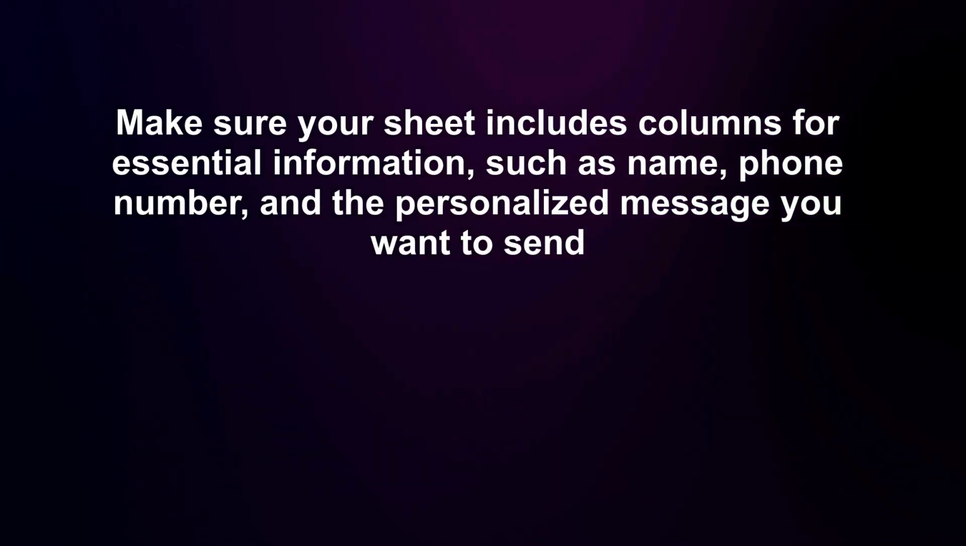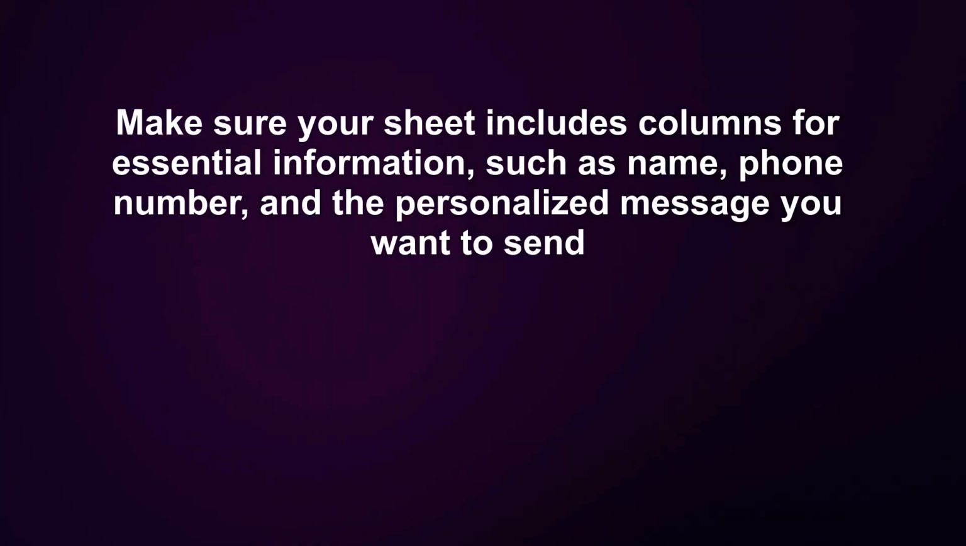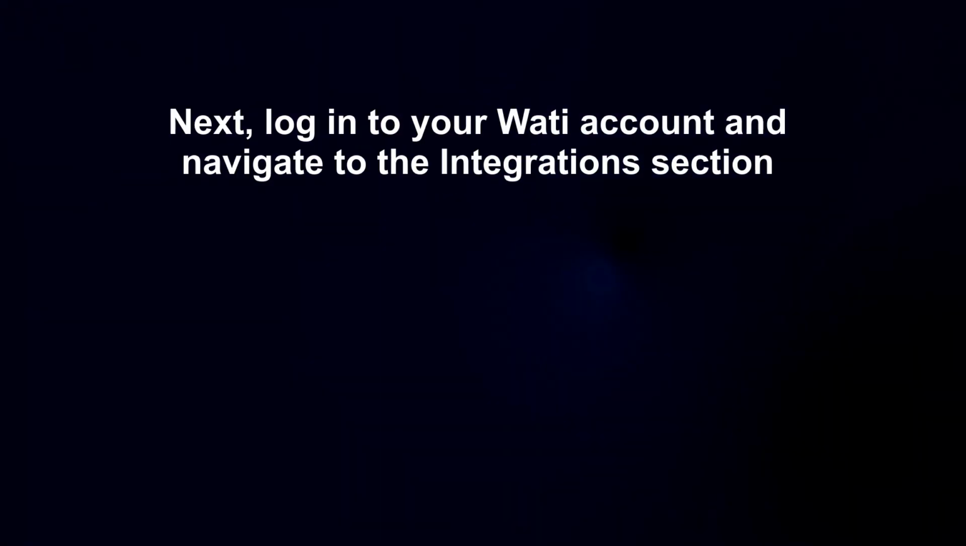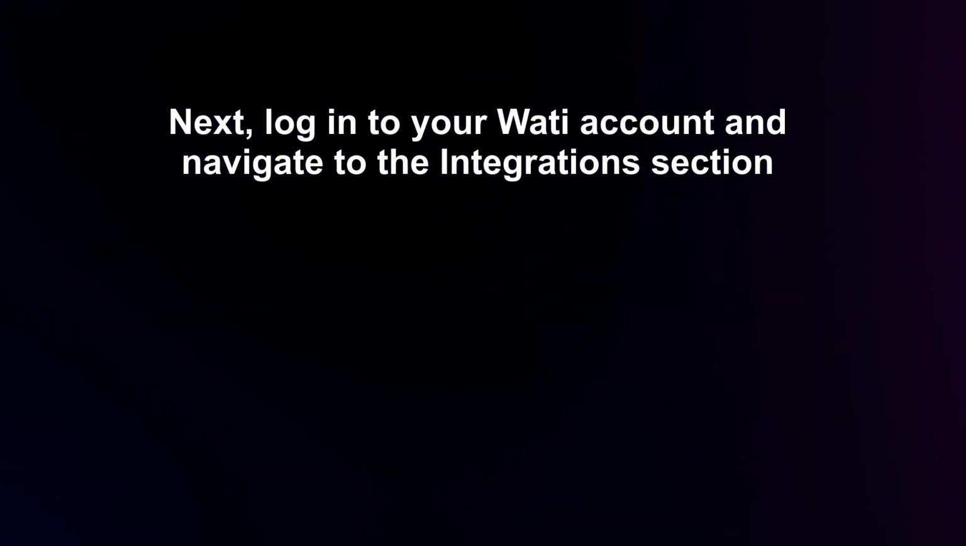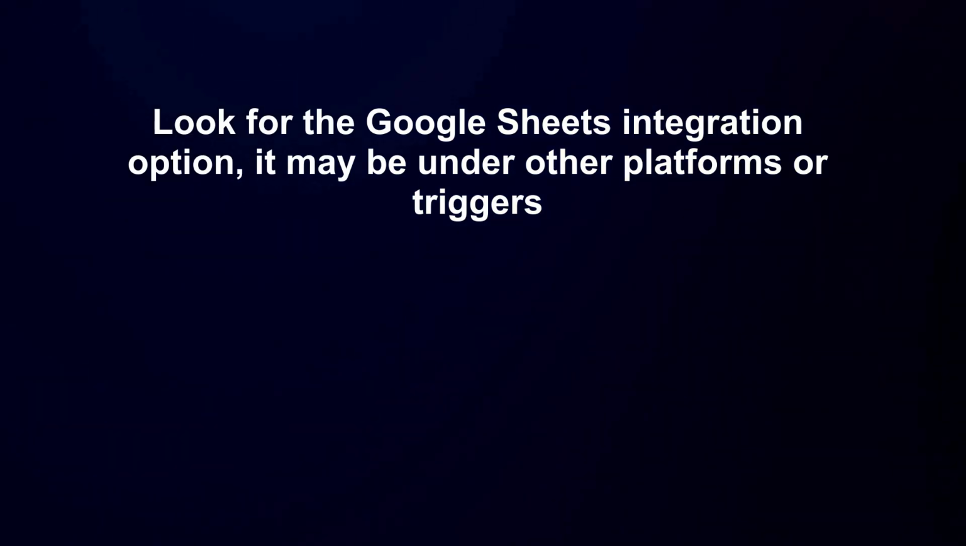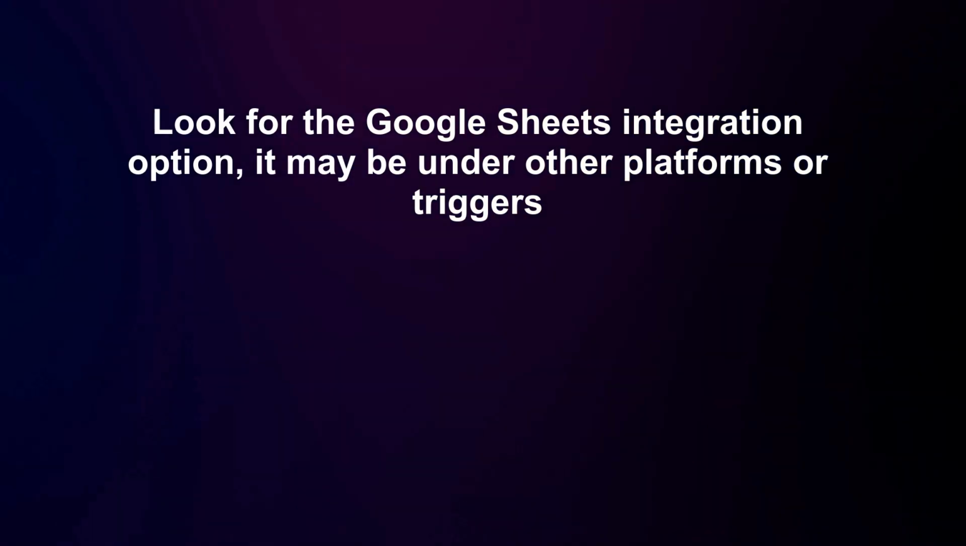Make sure your sheet includes columns for essential information, such as name, phone number, and the personalized message you want to send. Next, log into your Wati account and navigate to the Integrations section. Look for the Google Sheets integration option. It may be under other platforms or triggers.